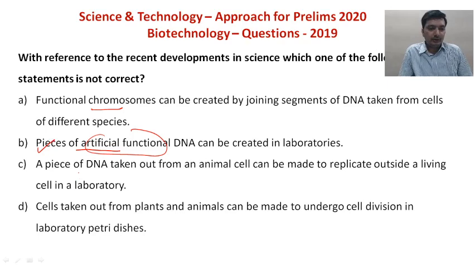And options are statement C. A piece of DNA taken out from an animal cell can be made to replicate outside a living cell in a laboratory. Can we replicate DNA outside the cell? This is what PCR, polymerase chain reaction, is about.